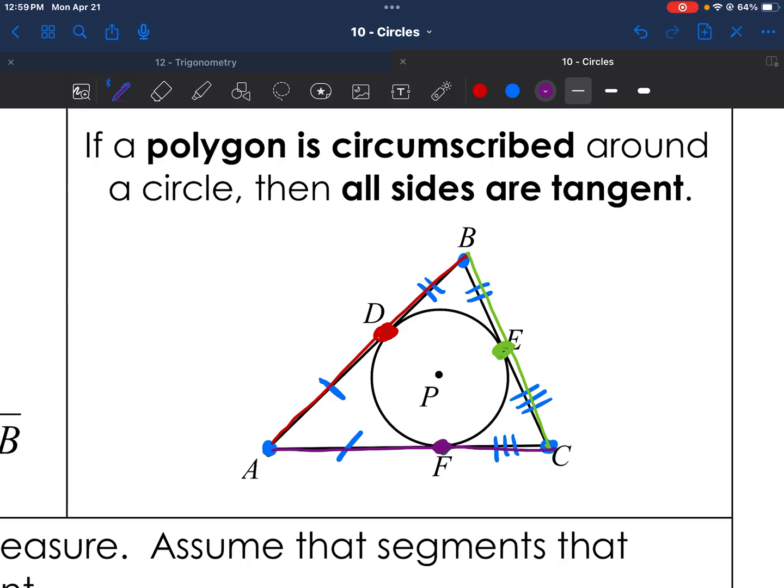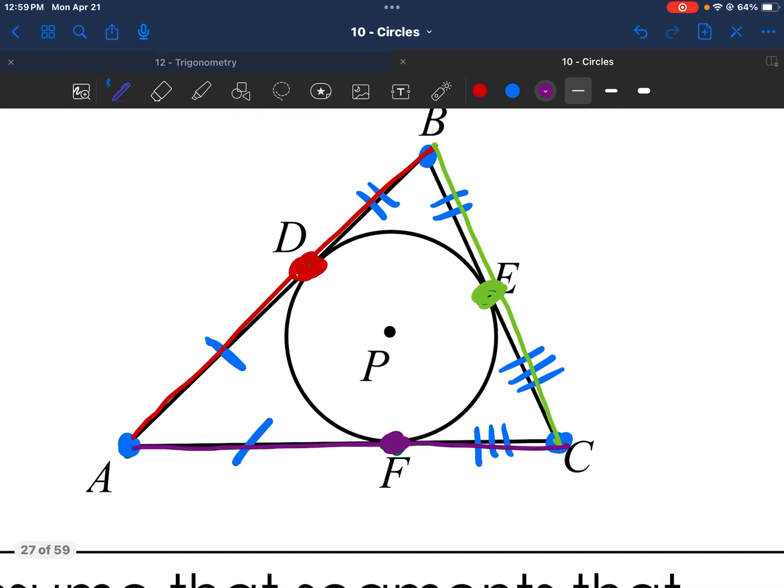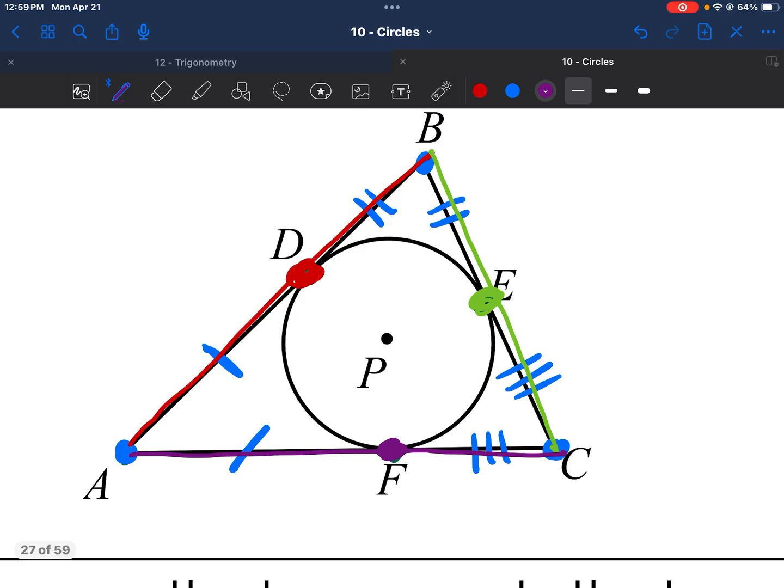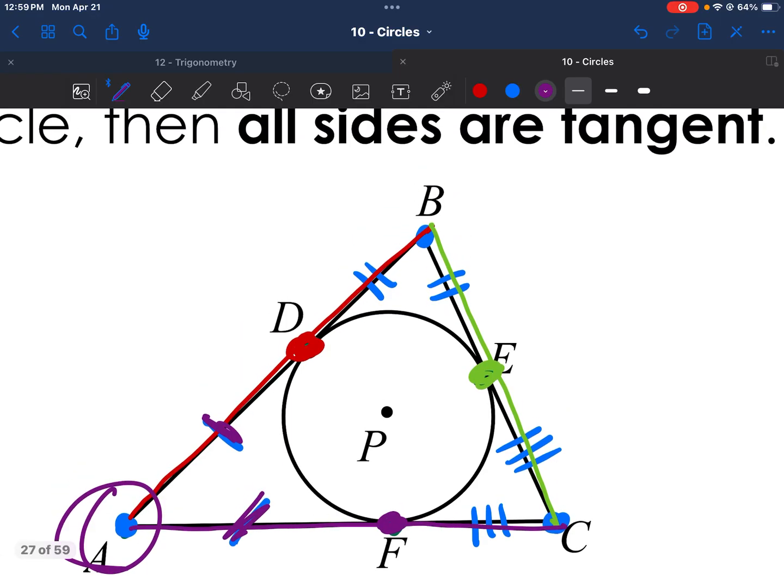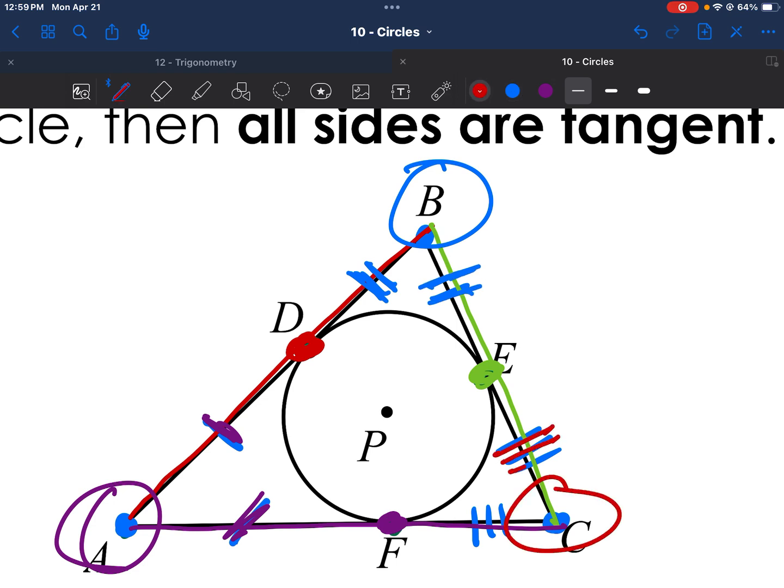Then what that's saying is that all these sides will be tangent, and what it's basically going to do, as you can see, is that just like with the last property, for example, the two parts that are shooting out from point A, both are equal, 1 tick mark each. The two parts shooting out from point B, both equal, 2 tick marks. The two parts shooting out from point C, both equal, 3 tick marks.